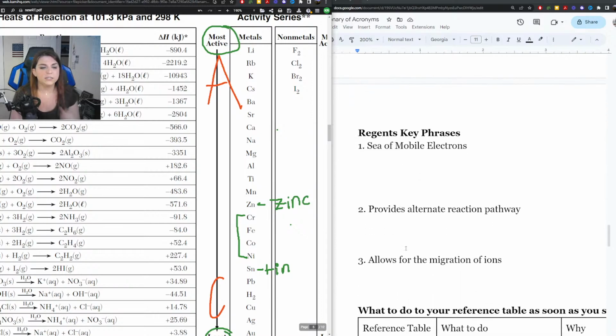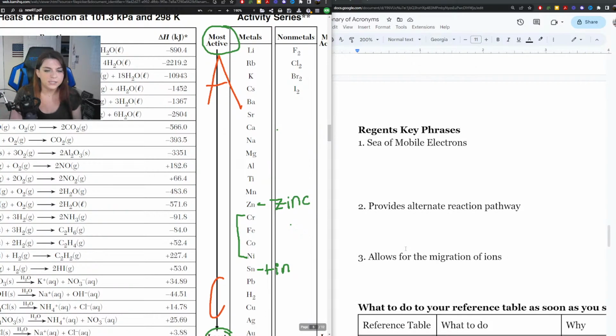And then key phrases that they love to talk about. The sea of mobile electrons, that means metallic bonding every time. Provides an alternate reaction pathway, is a catalyst every time. Allows for the migration of ions, that's the salt bridge in a voltaic cell.